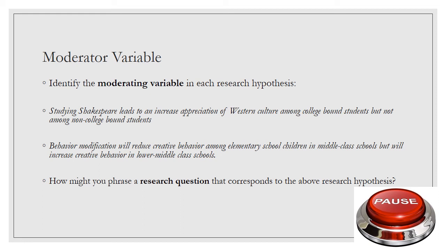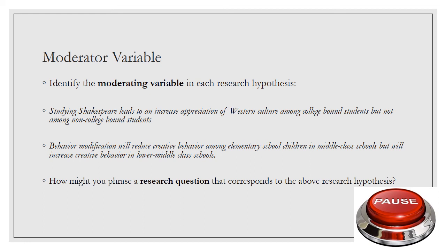Welcome back if you took a pause moment. So in our first hypothesis, what is moderating this hypothesis is whether you are college bound versus non-college bound. In our second research question, it's social class of the school. And we see that there are different outcomes depending on which class you're in or whether you're college bound or not college bound.